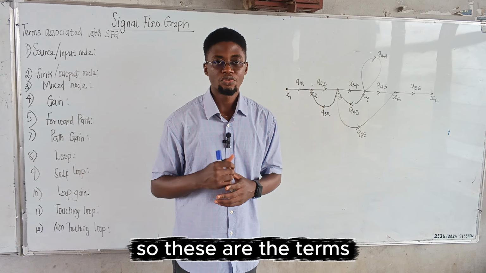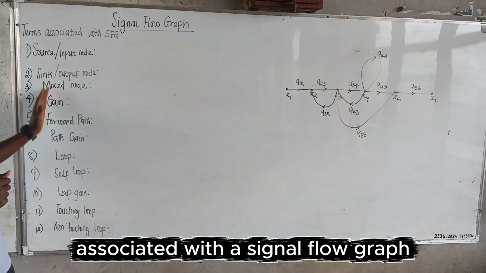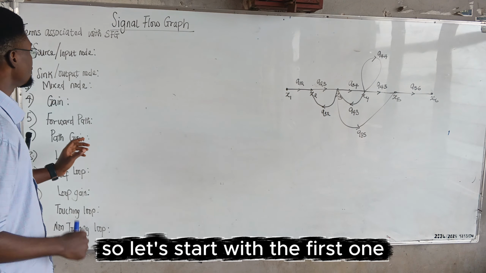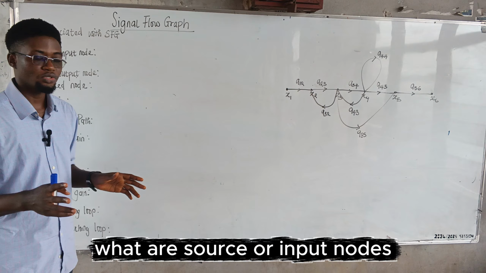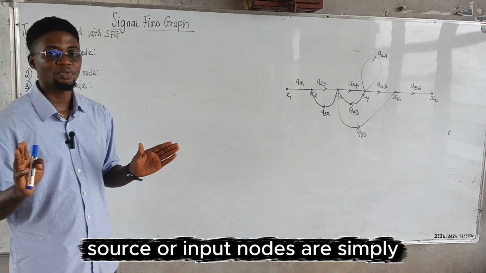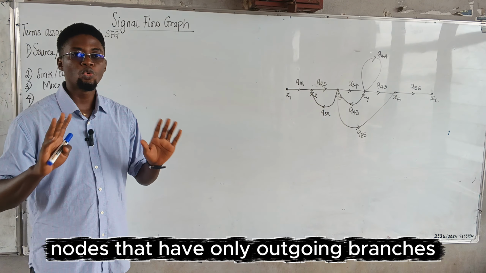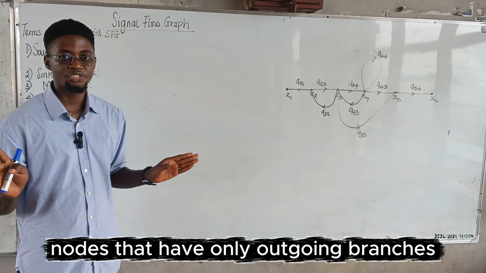Let's look at the terms that are associated with a signal flow graph for us to properly understand this. So let's start with the first one: source or input nodes. What are source or input nodes? Source or input nodes are simply nodes that have only outgoing branches.